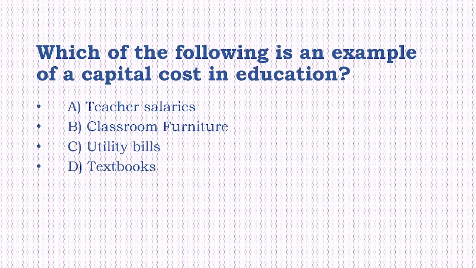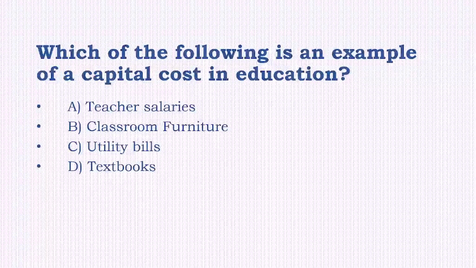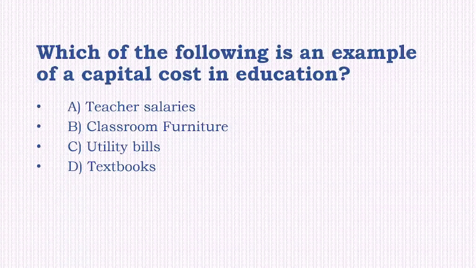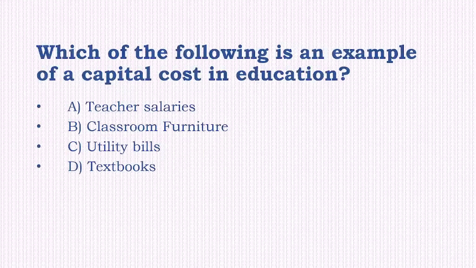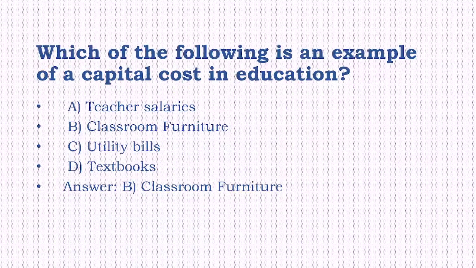Next, which of the following is an example of a capital cost in education? Option: teacher salaries, classroom furniture, utility bills, textbooks. Answer of this question is option B, that is classroom furniture.